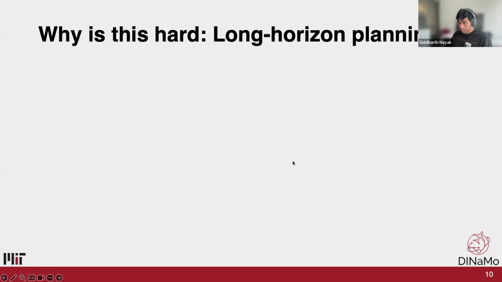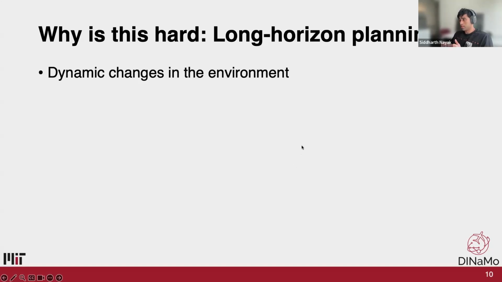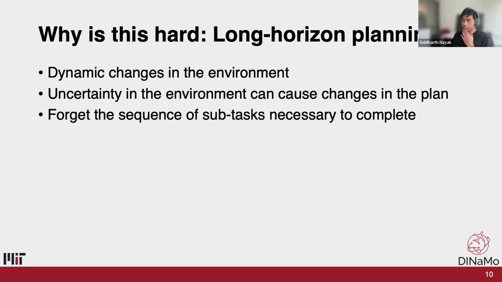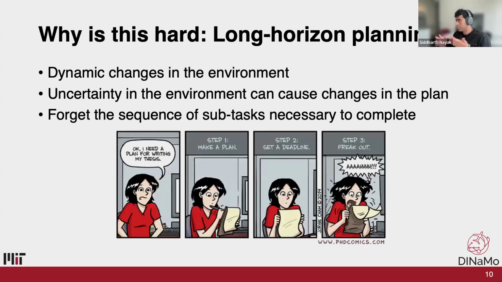Now, why is long horizon planning hard? If your environment is very dynamic where things are changing over time, or you don't really know what all things exist in the environment beforehand, you might need to take care of that. Uncertainty in the environment can cause changes in the plan, which means that you need to be able to accommodate all these different changes in your plan and be robust to it. And if you plan for a big long sequence, you might forget some of the tasks that were actually necessary to complete something, which is quite similar to how most of us grad students work.